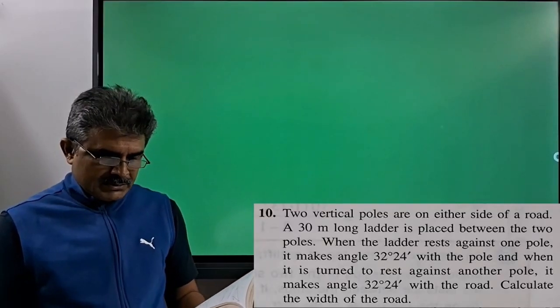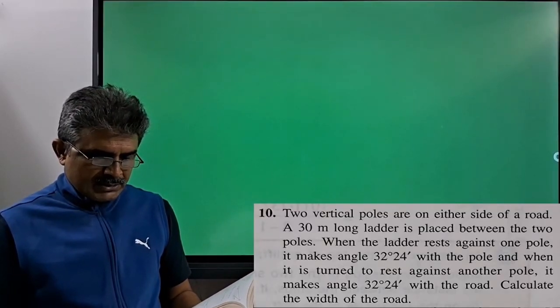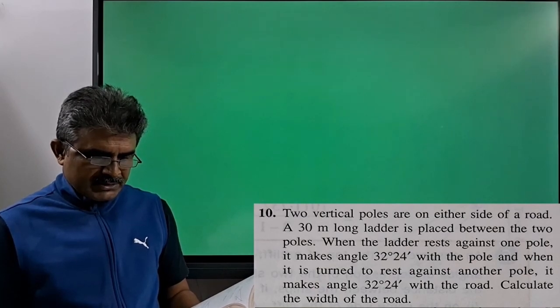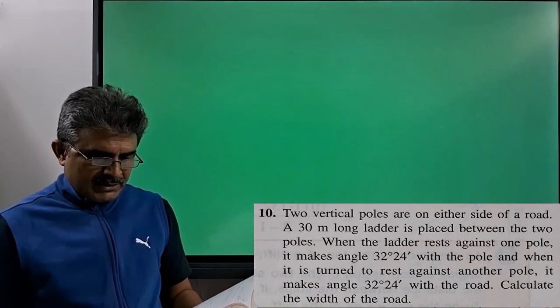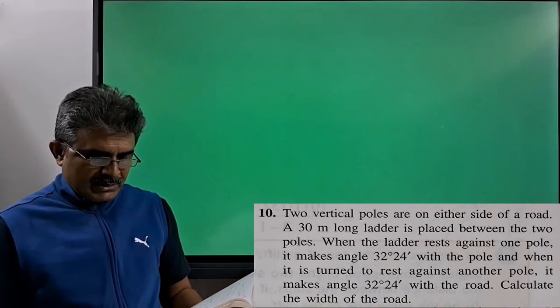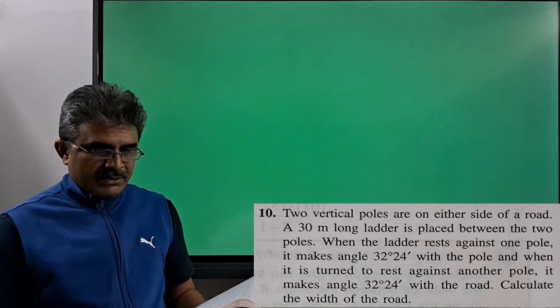Our next question is, two vertical poles are on either side of a road. A 30-meter long ladder is placed between the two poles. When the ladder rests against one pole, it makes an angle 32 degrees 24 minutes with the pole, and when it is turned to rest against another pole, it makes an angle 32 degrees 24 minutes with the road. Calculate the width of the road.